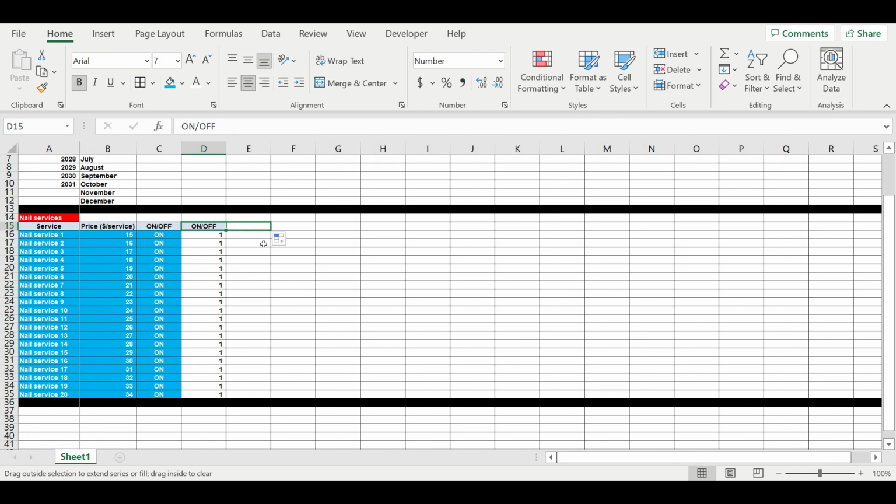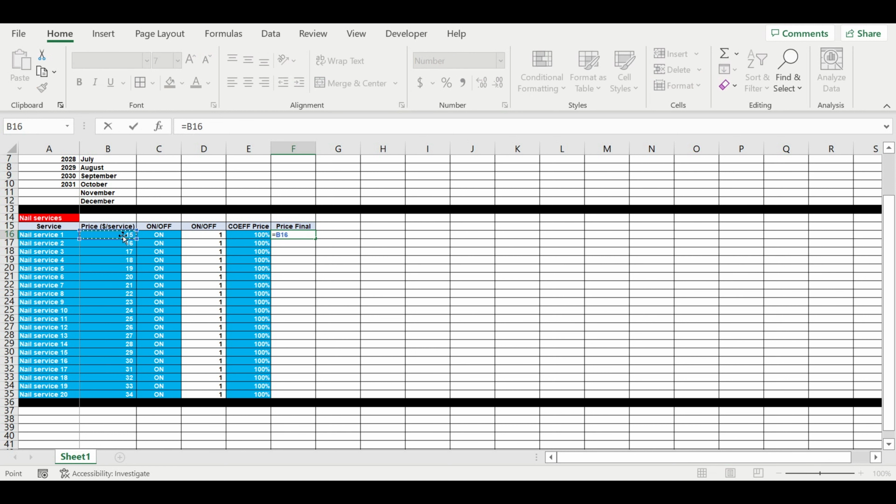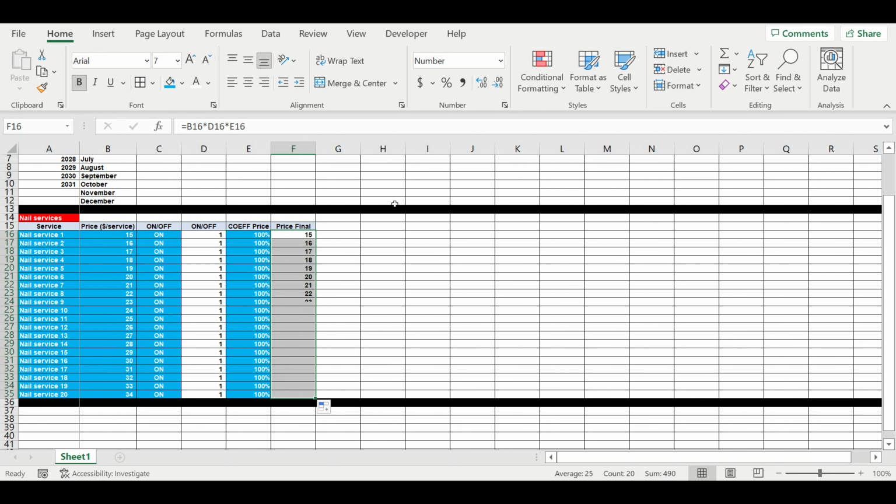Then the next step, I will use some coefficients for pricing. Coefficient for price. The default value of this coefficient will be 100%. So this is the basic value of this coefficient. And the final price will be this value multiplied by this, multiplied by this. So this is the story about the pricing.